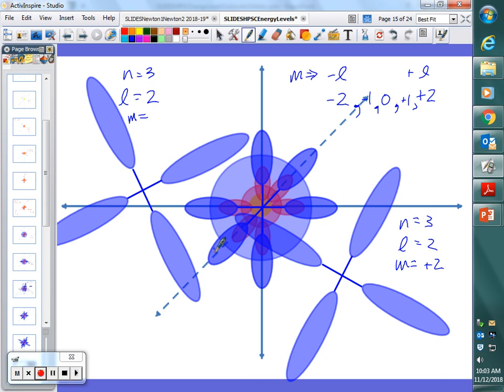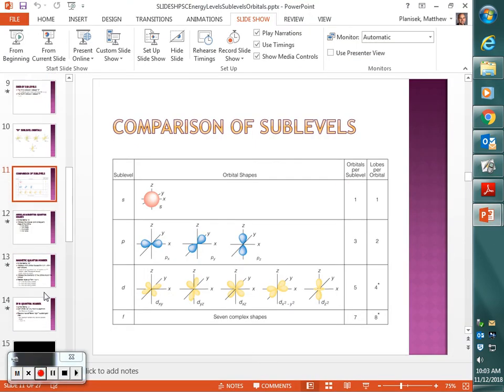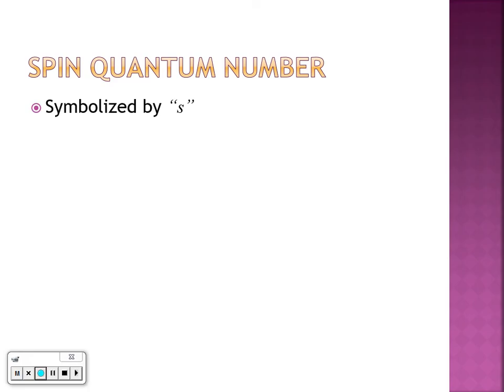Okay? This is where it gets pretty complex, and again, I'm not expecting you to be an expert in this right now. I want to introduce the concept to you. We're just trying to distinguish all the orbitals from each other. Okay? All right. One last number, and we call that the spin quantum number. We use the lowercase letter s to represent the spin quantum number.